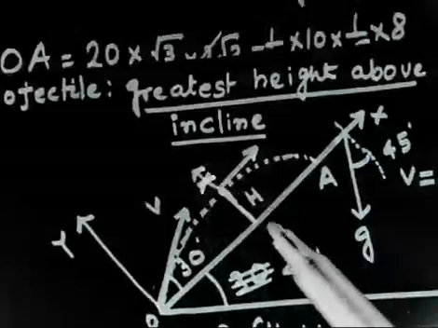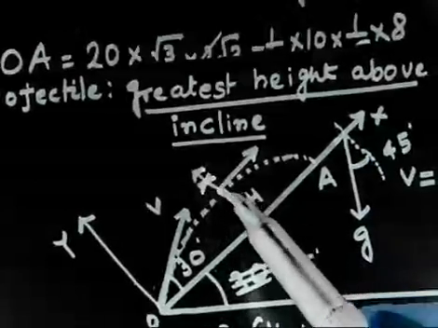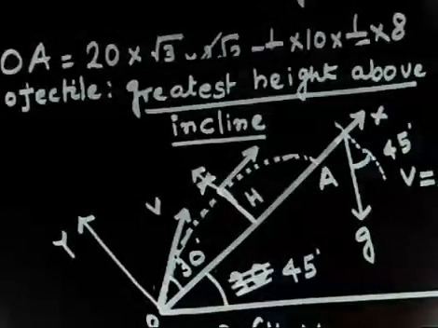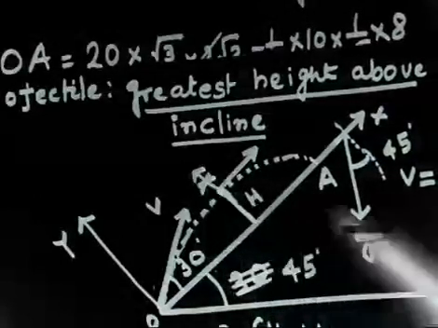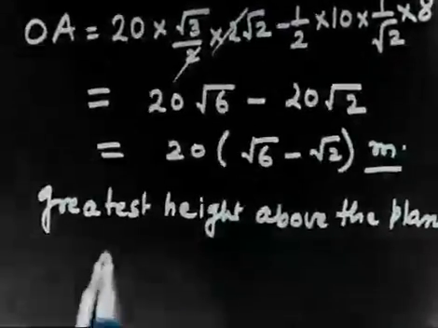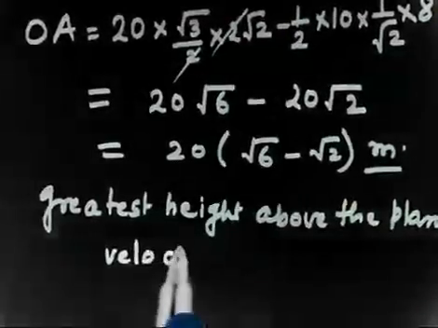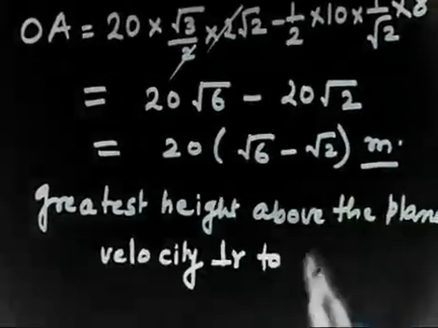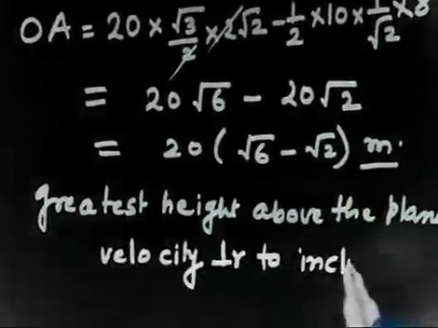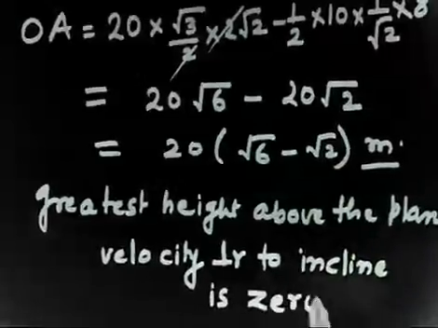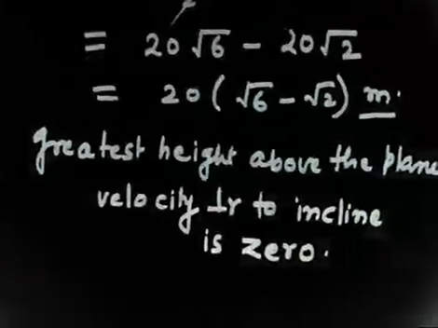Are you getting? So at the point of highest, it will have only velocity along the parallel direction. Along the perpendicular direction, it will have zero velocity. So we will apply that condition. When greatest height is achieved, velocity perpendicular to the incline will be zero. Velocity perpendicular to incline is 0. Are you getting? Velocity perpendicular to incline is 0.